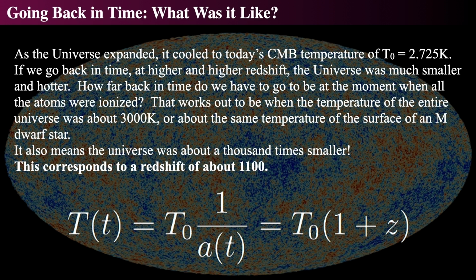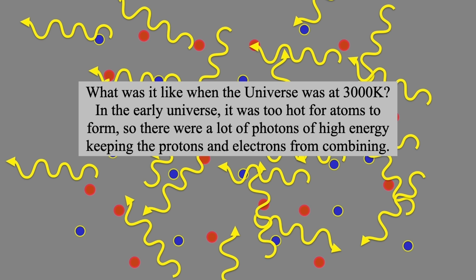So at redshift of 1,100, the entire universe was ionized and glowed like the surface of a star, as though we were in the surface of a star. That was the universe at redshift 1100. So what was it like in that time when the universe was at 3,000 Kelvin? It was too hot for atoms to exist.